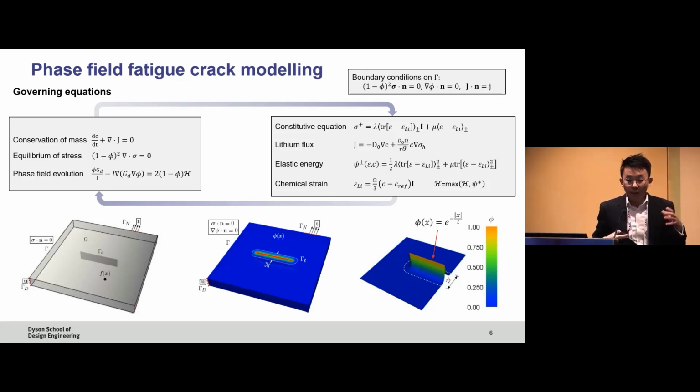So what we do is that we use our phase field fatigue crack model to describe how lithium moves in and out of materials. And what we can do is we can describe damaged regions. So where do we have a crack and where do we have normal regions of material? What we also do is we introduce fatigue into the model.